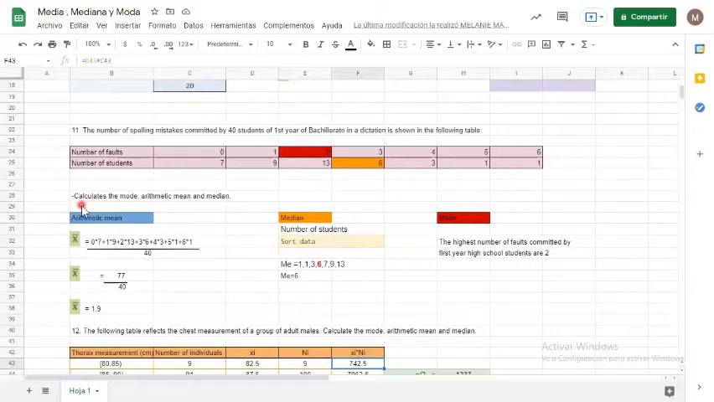The arithmetic mean is the multiplication of the class mark by the absolute frequency of each value divided by the total number of data, giving a result of 1.9. For the median, we order the data from smallest to largest and choose the number that is in the middle, and the answer is 6.